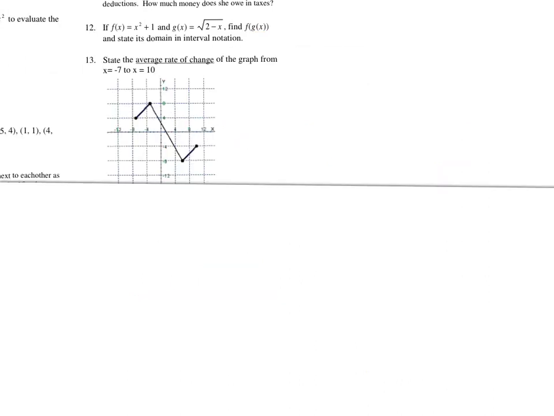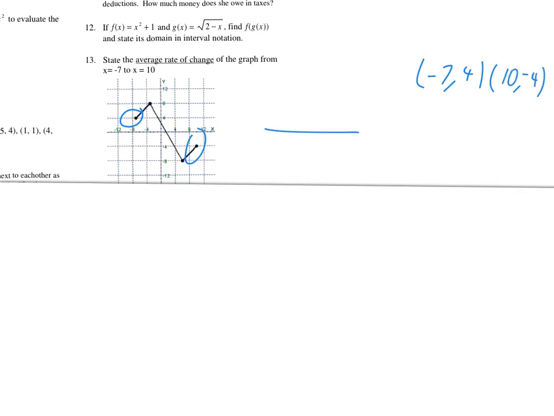All right, this one asks for the average rate of change on the graph from negative 7 to positive 10. So that is actually this point right there and that point right there. You can actually just count the rise over run if you want, or you can really show your work here if you have the 2 points. So I would say that one is negative 7, 4, and then we have 10, negative 4.